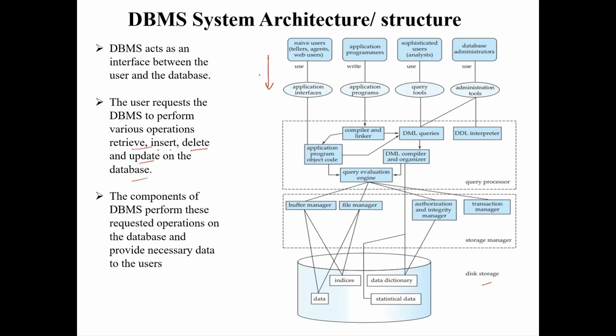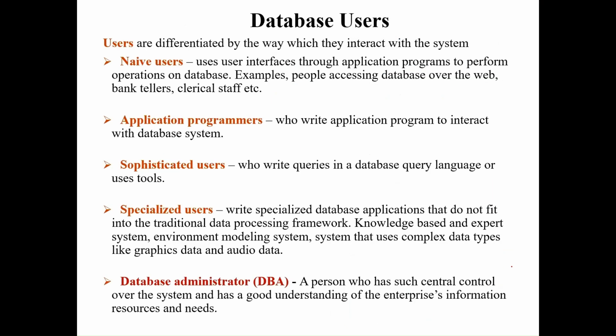Above, we can see the various users, then the query processor, then the storage manager, and then disk storage. So who are the users who interact with the database system? Naive users, application programmers, sophisticated users, specialized users, and the database administrator. Naive users are the users who interact with the database through various interfaces. An interface can be a web application or a mobile application, which is created for the users who interact with the database.